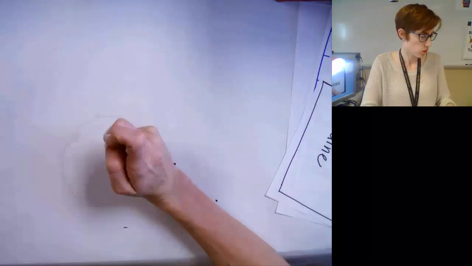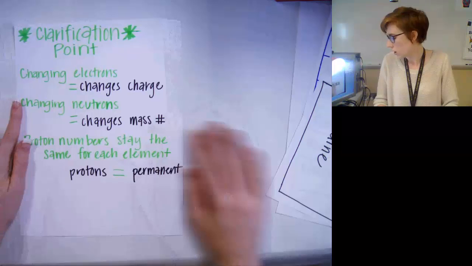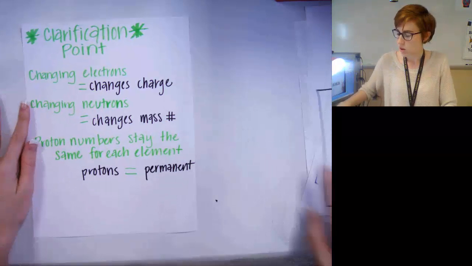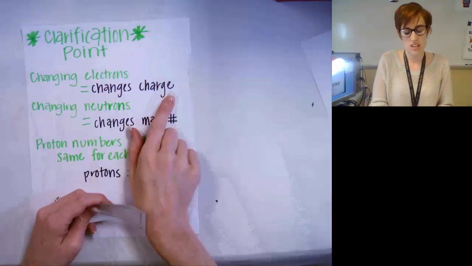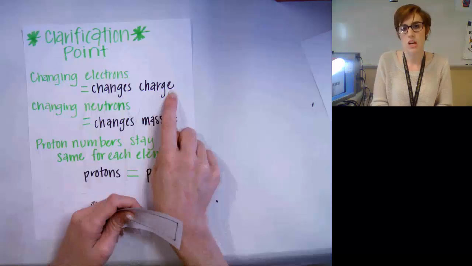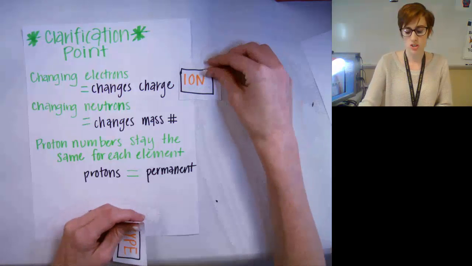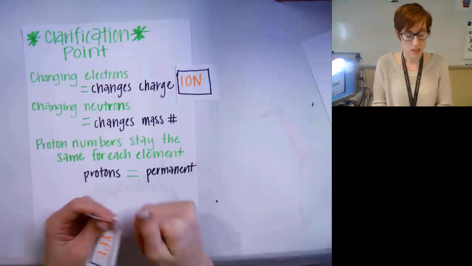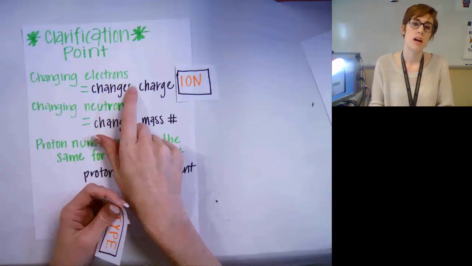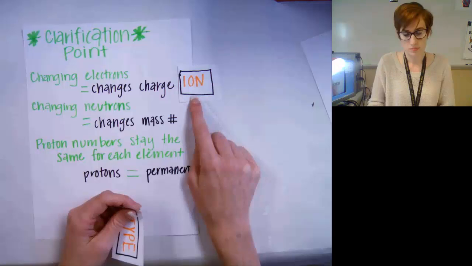Alright, I want to make one last point before we go today, a little clarification point. The things that I want to clarify are what happens when we change things. We've talked a lot about changing electrons. When you're changing electrons, all you do is change the charge of the atom. You don't change the atom into a different element, you're just changing the charge. Remember, when an atom gains a charge, either positive or negative, we call that an ion. If you gain more electrons, then you become a more negative ion. If you lose electrons, you'll become a more positive ion.